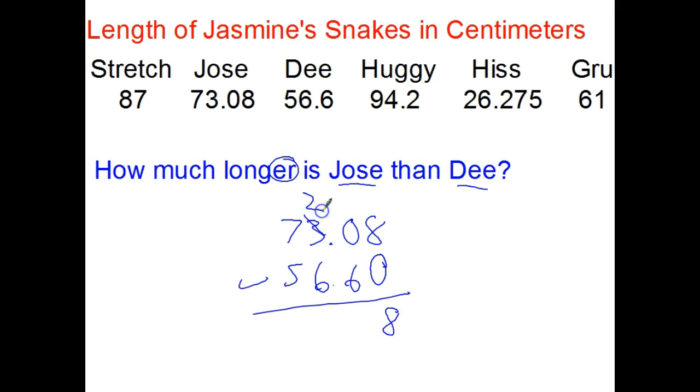Come borrow from your neighbor. He becomes 2. He goes to 10. 10 minus 6 is a 4. 2 minus 6, can't do it. Come borrow from your neighbor. Make him a 6. He becomes 12. 12 minus 6 is 6. 6 minus 5 is 1. Put my decimal point in there. 16.48 centimeters.